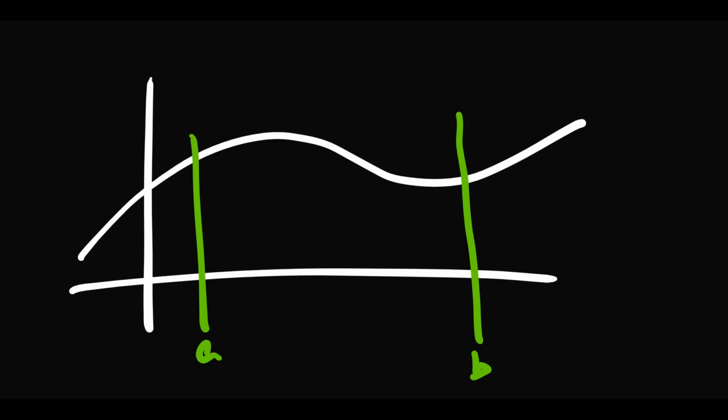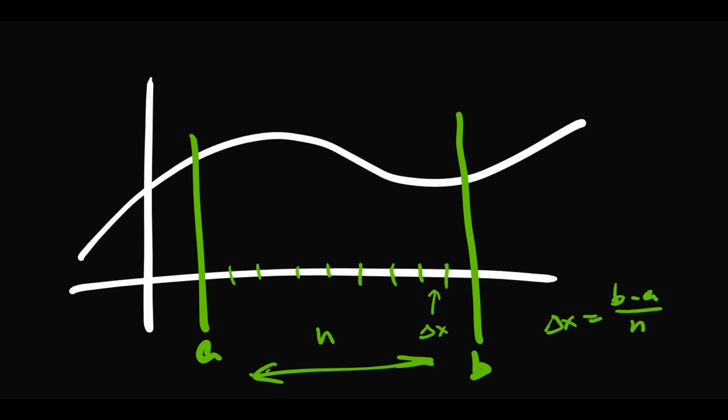So to find the area between A and B, you would partition the interval up into n little subintervals. So there's n subintervals. Say they're even. Then we're going to call each one delta x. It's the change in x. So delta x will be the length of each one. It'll be b minus a divided by the number of little intervals you have. So delta x is b minus a divided by n.